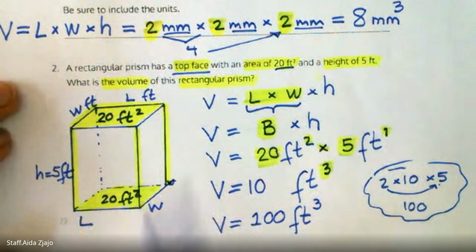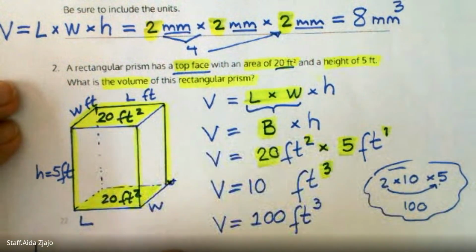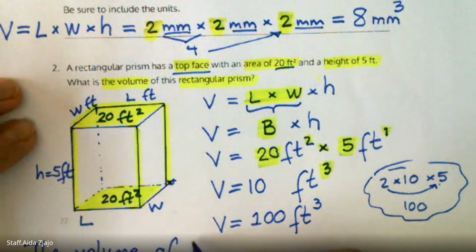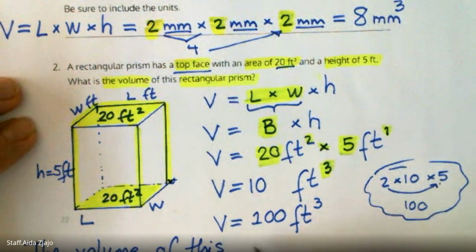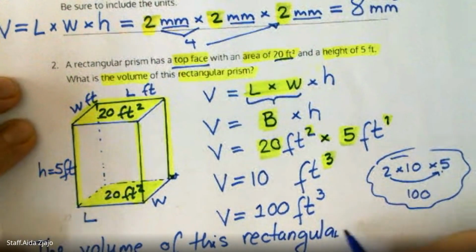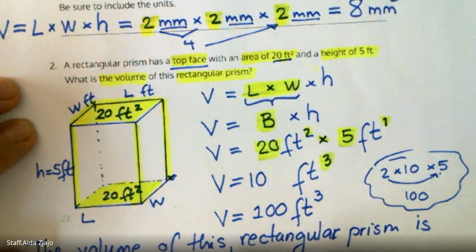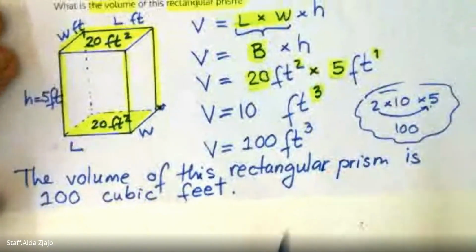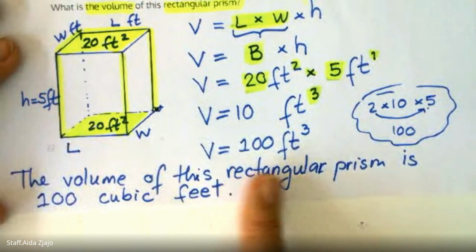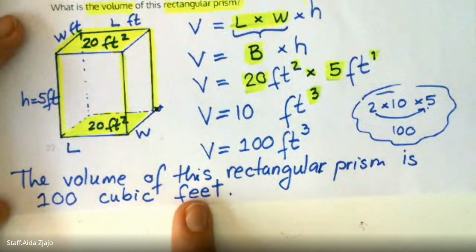So let's write it down. The volume of this rectangular prism is 100 cubic feet. Oops, I didn't see it, then you can't see that. The volume of this rectangular prism is 100 cubic feet.